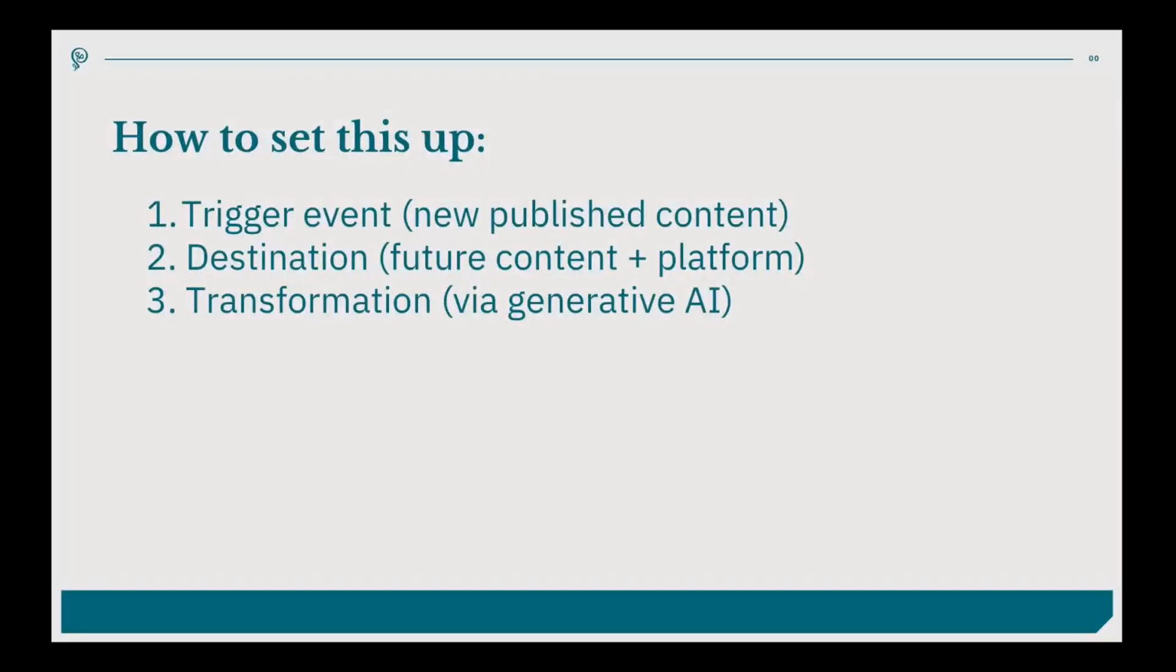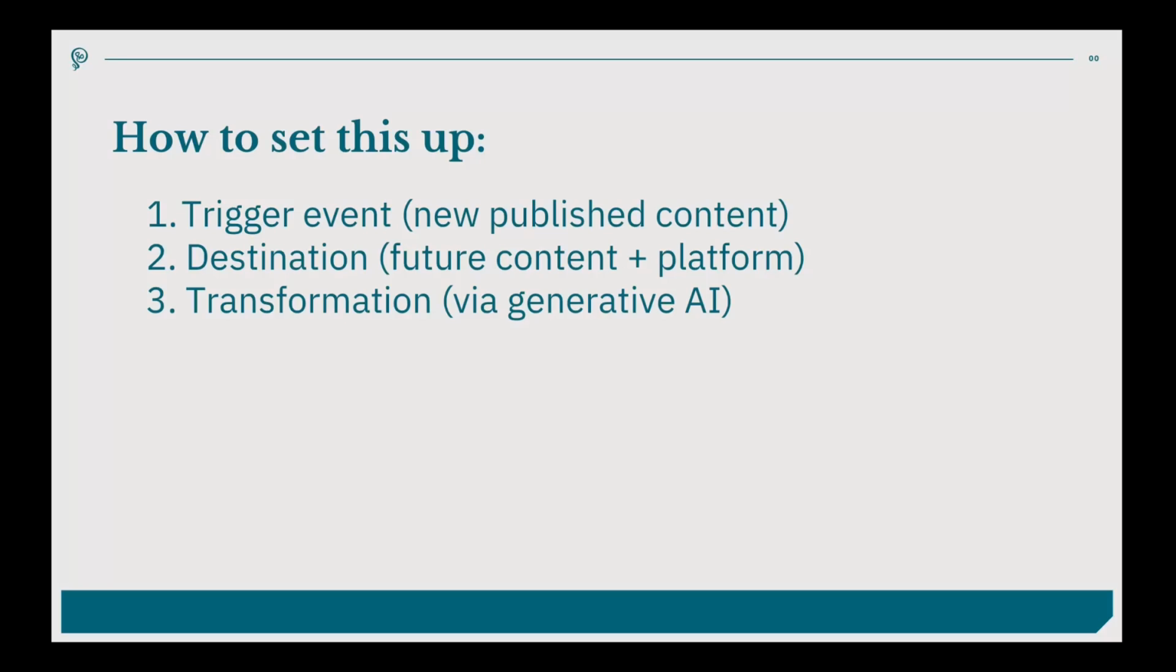Next, you'll think about the transformation. Is the format of the original content suitable for the new platform? In most cases, no. You're going to shorten it, you're going to tweak it, you're going to modify it in some way so that it's suitable for your new platform. This is where generative AI can come in. You can include a Gen AI tool like ChatGPT to help make this process flow more smoothly.